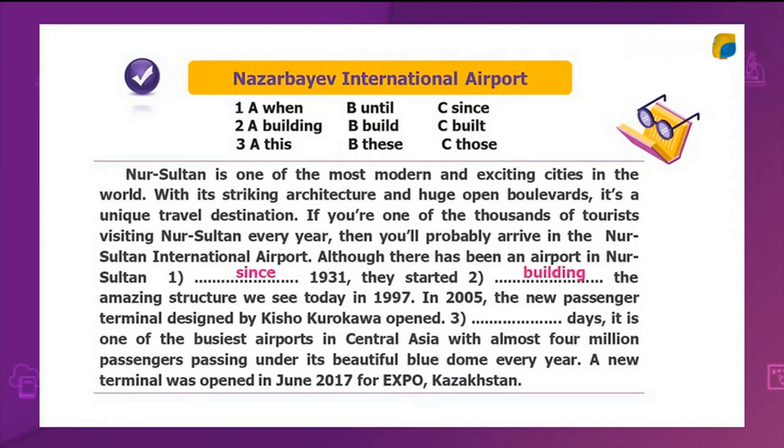Although there has been an airport in Nur-Sultan since 1931, they started building the amazing structure we see today in 1997. In 2005, a new passenger terminal designed by Kisho Kurokawa opened. These days, it is one of the busiest airports in Central Asia, with almost 4 million passengers passing under its beautiful blue dome every year. A new terminal was opened in June 2017 for Expo Kazakhstan.